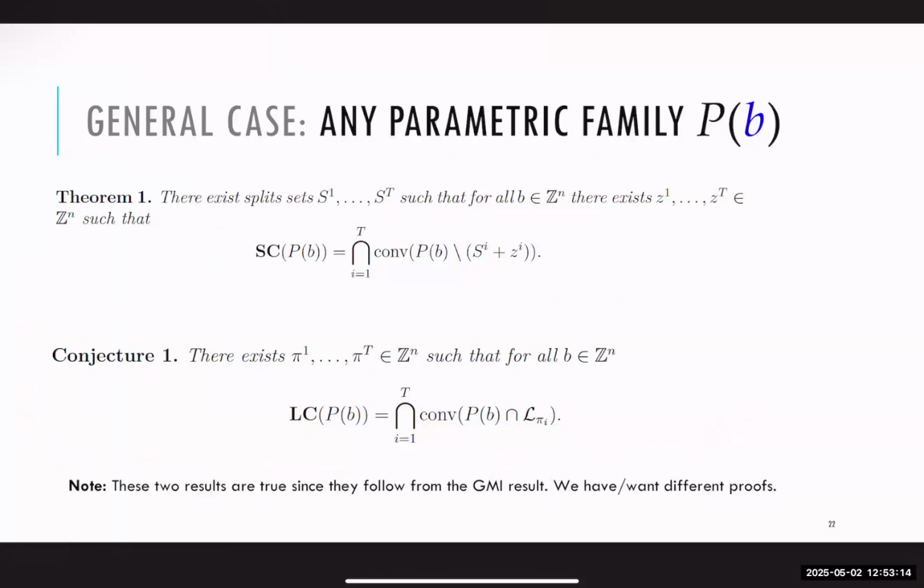For any parametric family, for the lattice closure, you have the same result. But now you don't care about translations, so it's truly finitely defined. And it's a conjecture because I only have a partial proof. In a sense, these results follow from the GMI result, but we have different proofs. And actually, this GMI result is for equality constraint polyhedra, and some results in integer programming are different from equality constraint polyhedra, or less-or-equal polyhedra. So it may need some work still.